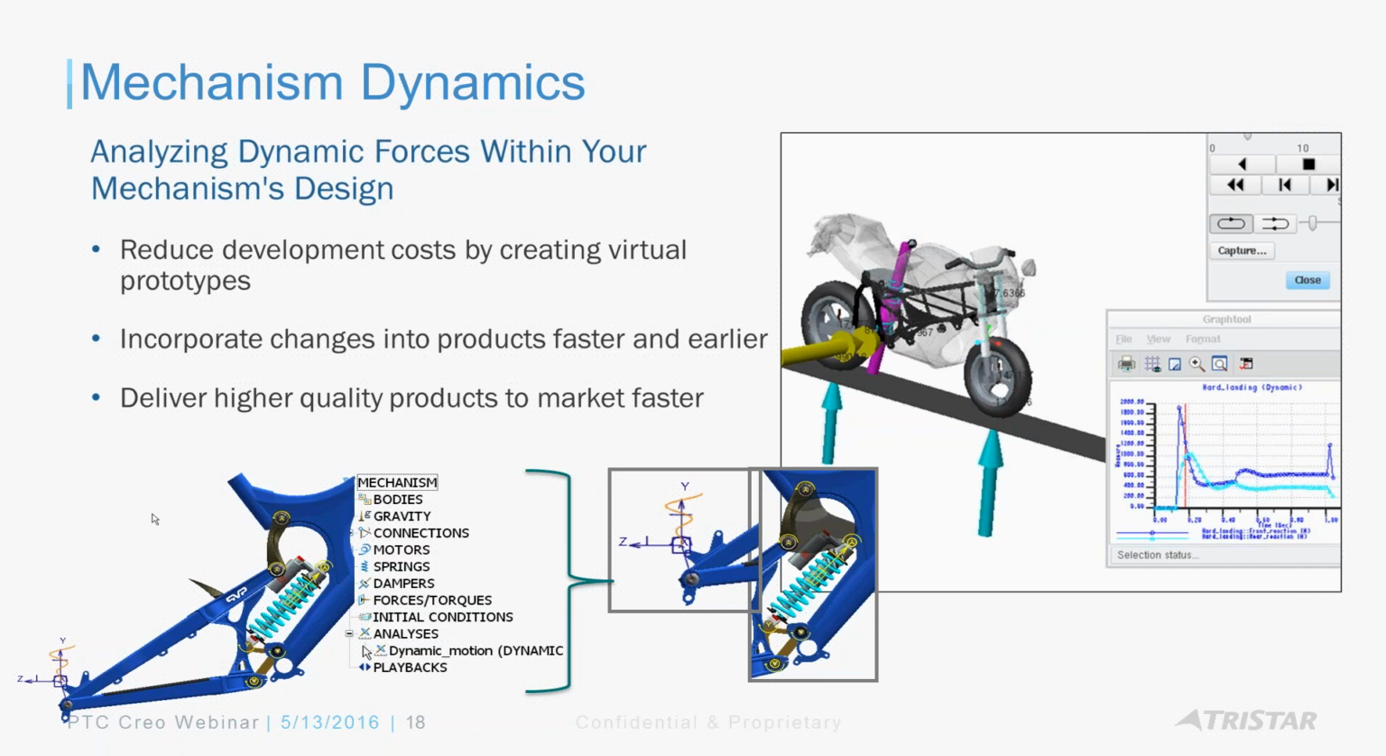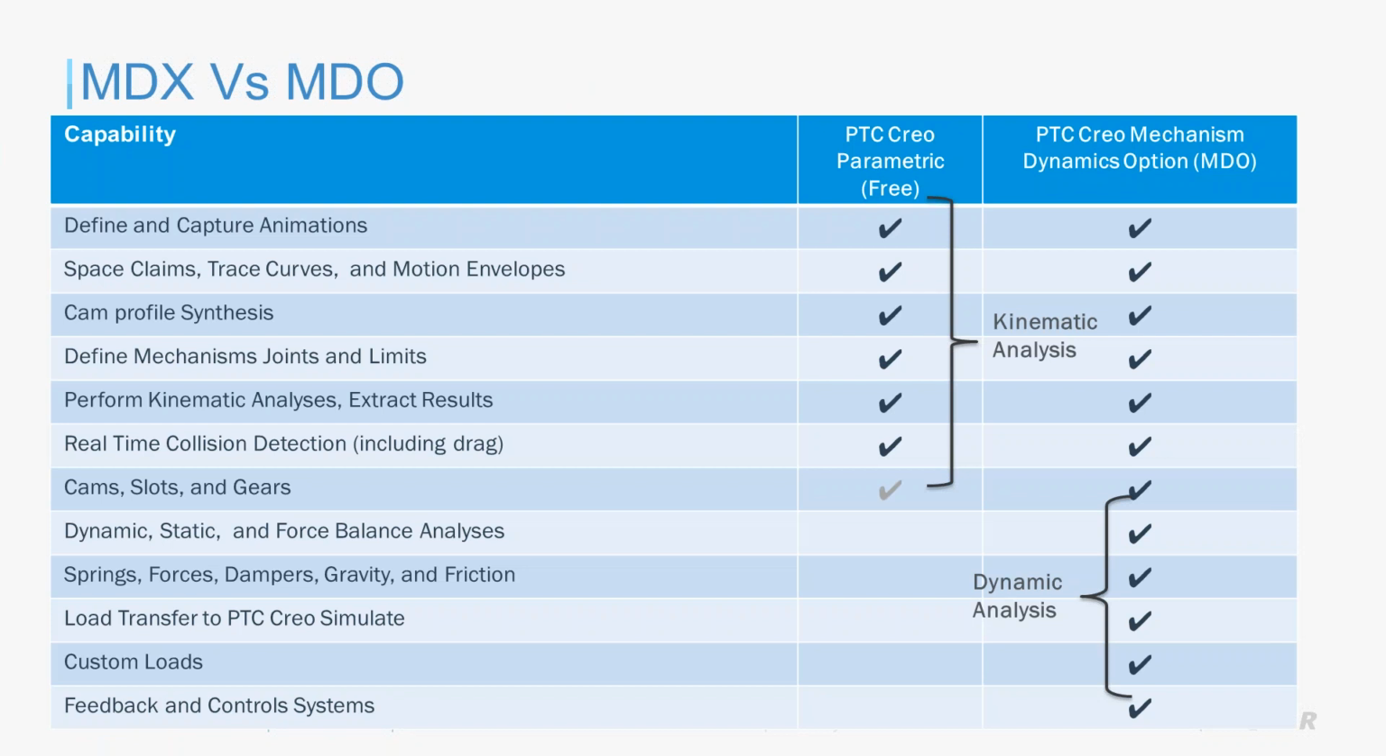You're just checking during your design stage if my link is long enough, is it hitting another component, right? You're just checking the feasibility of the mechanism. But if you want to get into force calculations, you're getting into the dynamic side of things, that's when the mechanism dynamics extension is going to be helpful.